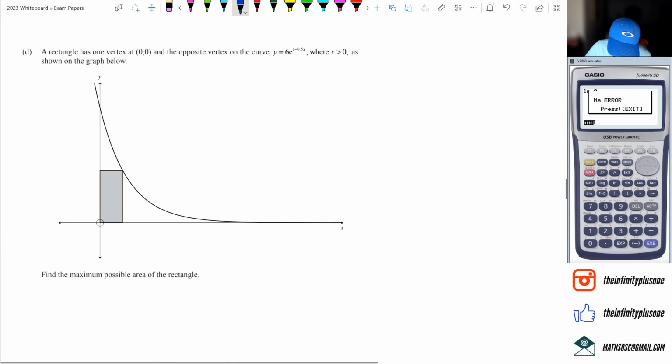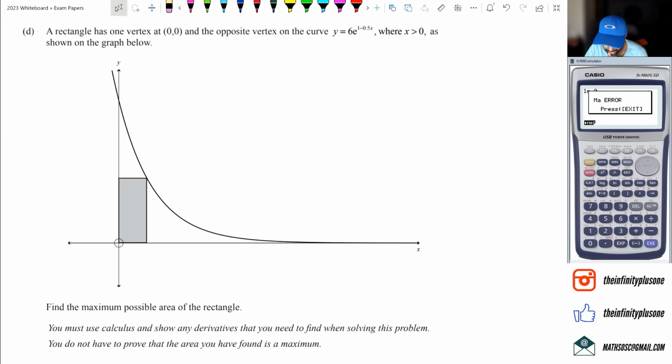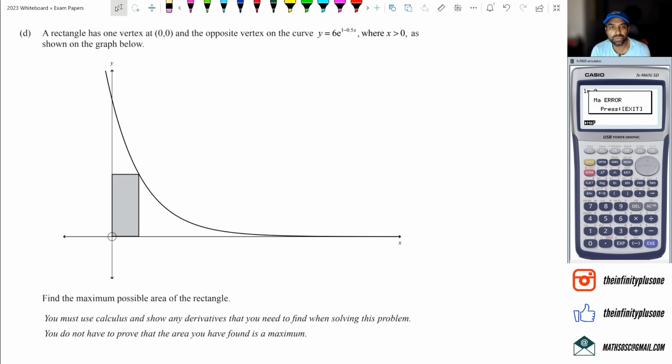Okay, next question. What do we got here? Rectangle with one vertex 0, 0. Okay, yep. Find the maximum possible area of the rectangle. Cool. So these types of questions, guys, you just got to work out the area of this rectangle in terms of x. Now, normally, remember that the x part is actually from here to here, and the y part is from here to here.